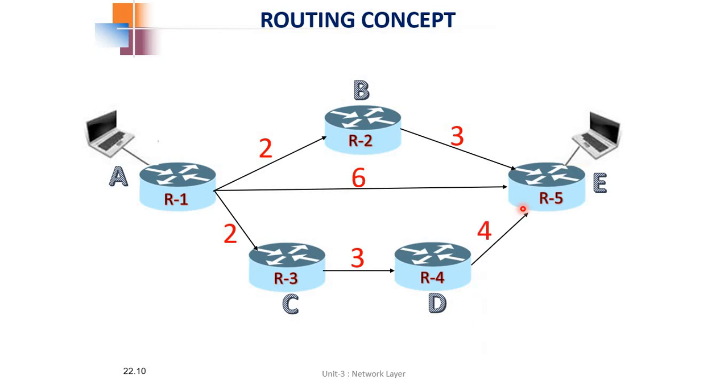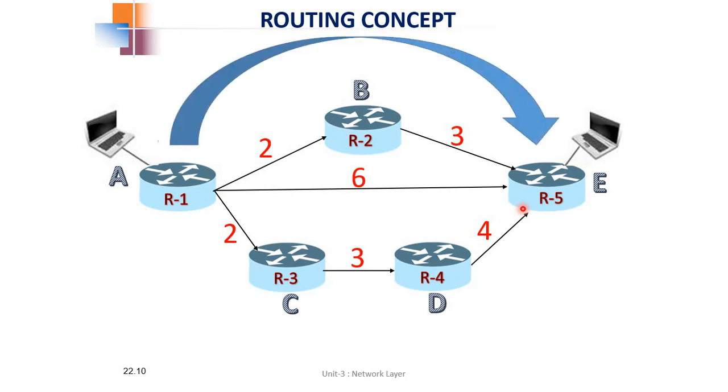Now we know the distance between all the routers. Now we need to count all the routers. As I said, we have 3 different routes. Route 1 is between routers R1, R2 and R5. So this is route 1.